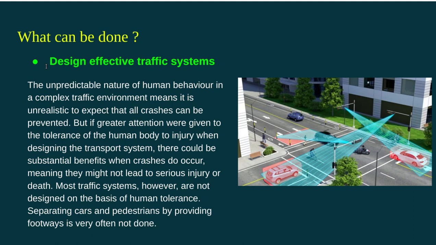The unpredictable nature of human behavior in a complex traffic environment means it is unrealistic to expect that all crashes can be prevented. But if greater attention were given to the tolerance of the human body to injury when designing the transport system, there could be substantial benefits when crashes do occur, meaning they might not lead to serious injury or death. Most traffic systems, however, are not designed on the basis of human tolerance.